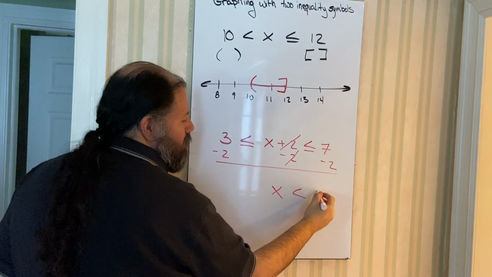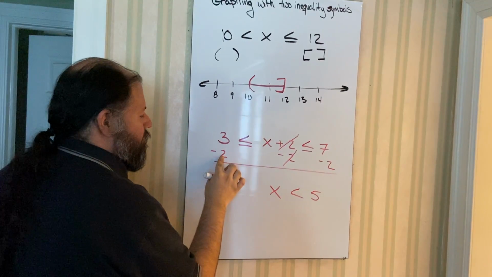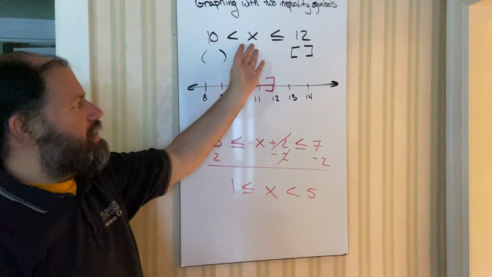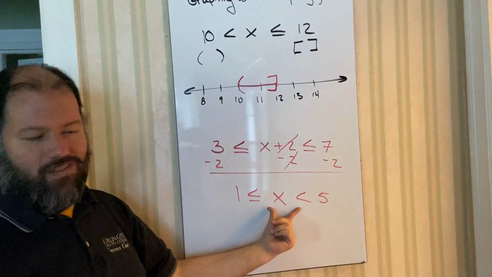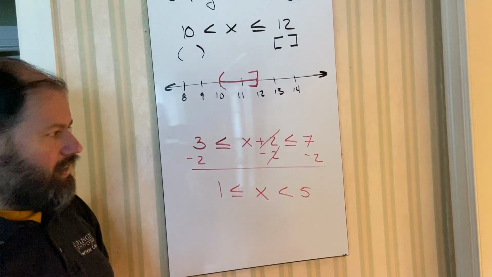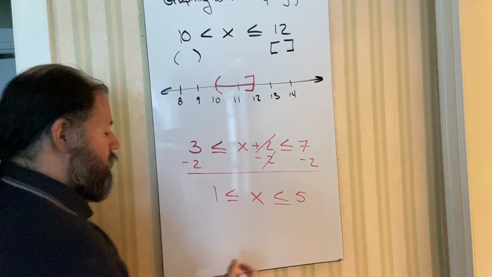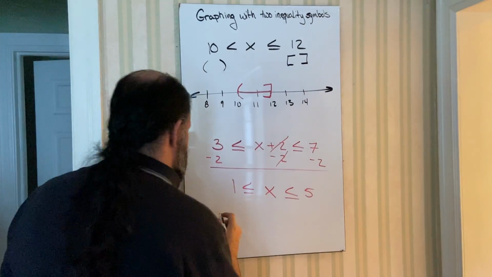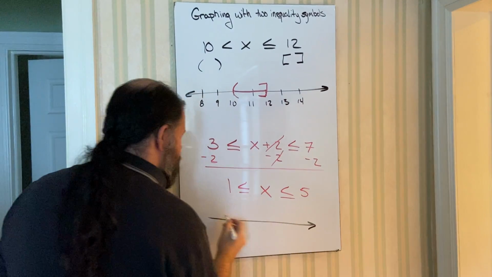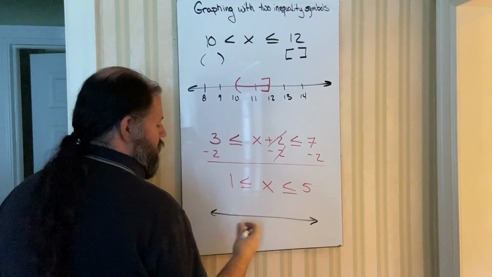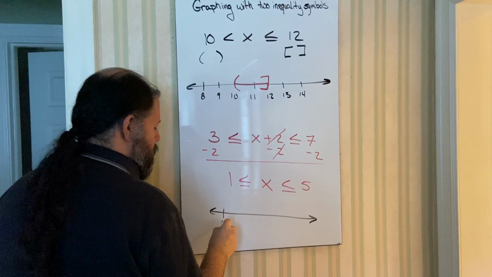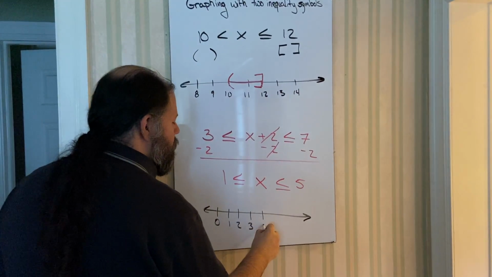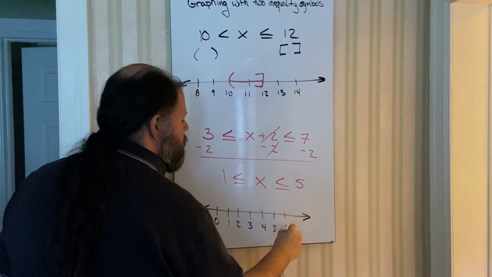7 minus 2 is 5. 3 minus 2 is 1. So now it kind of looks like this, the sandwich. So then for me to graph this, all I want to do is take a number line. Make sure it has 1 and 5. So I'll put 0, 1, 2, 3, 4, 5, 6.